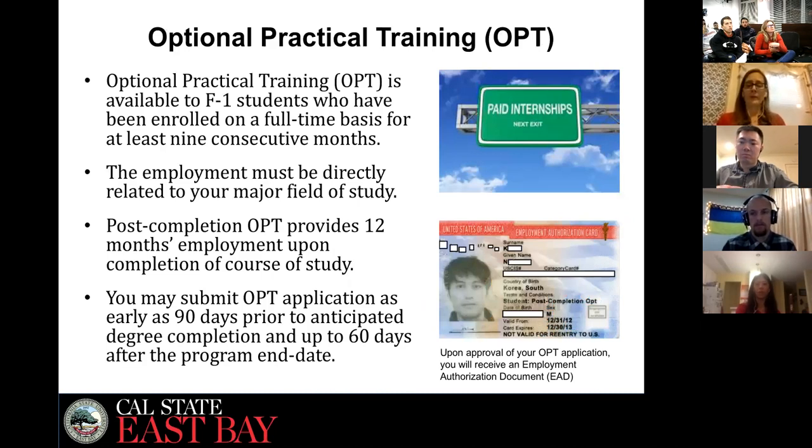Yeah, so student, if you already have employment or job offers, you can apply for the EAD card 60 days prior to the program end date. So it really depends on your employment situation, your job offer situation. Yeah, so most students will apply in their last semester so that they can be planning ahead. Right.